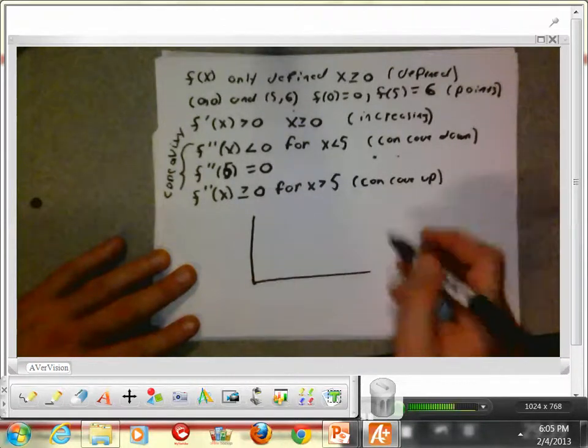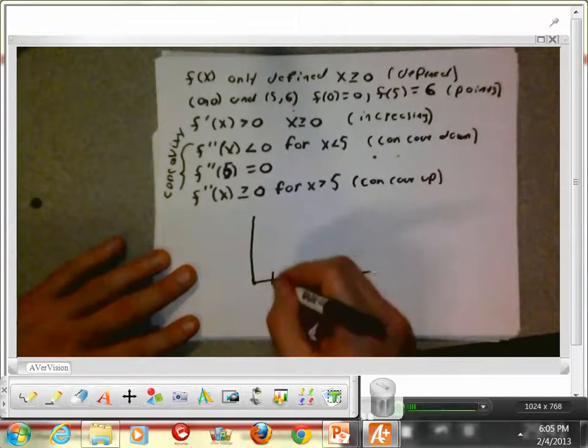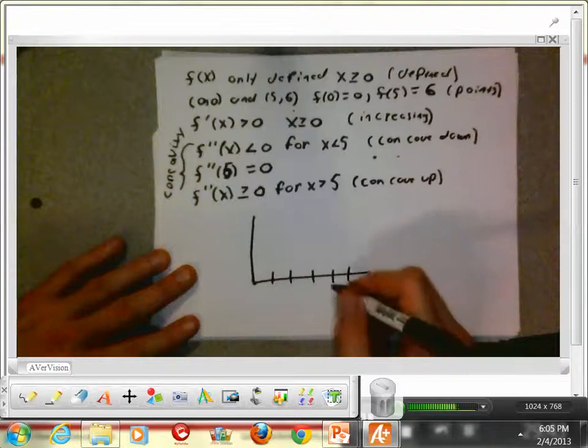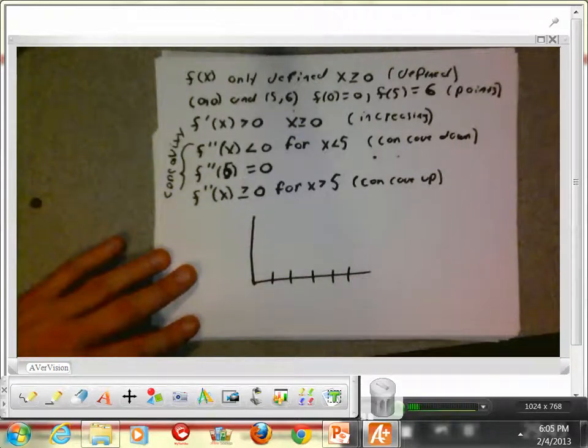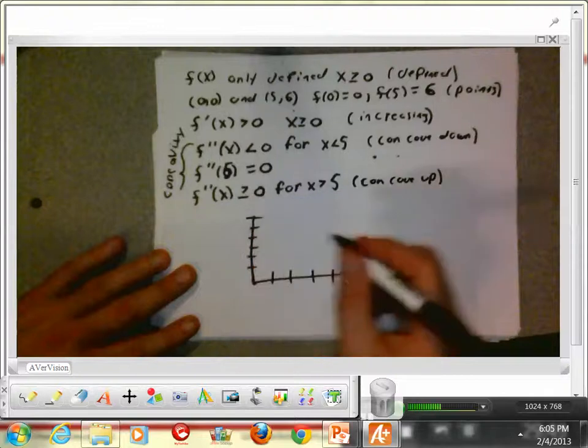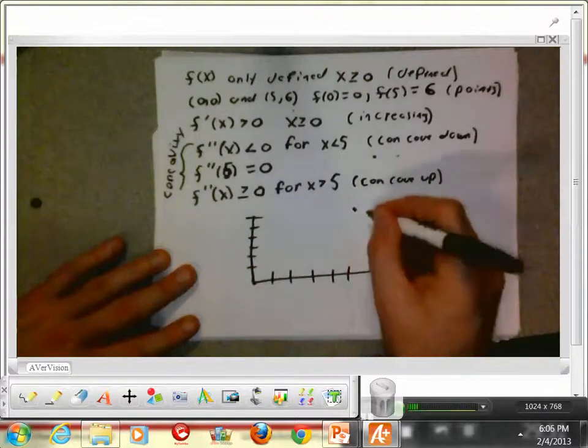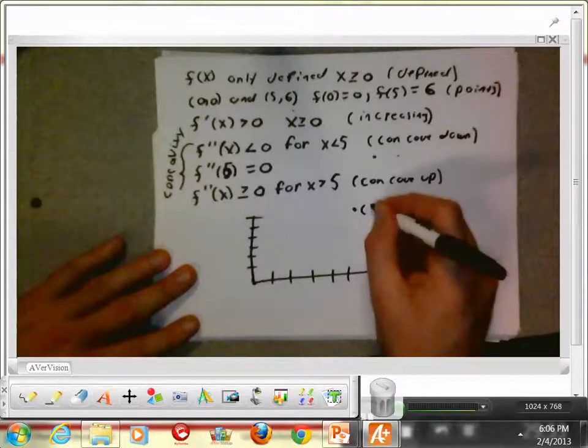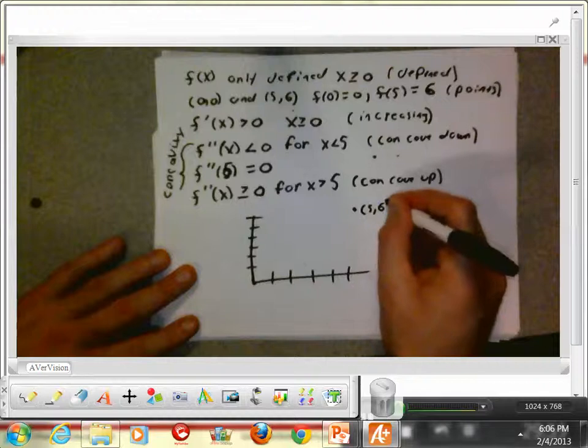Right? And if I go out to 5, 1, 2, 3, 4, 5, what's the value of the function at 5? 6. So go 1, 2, 3, 4, 5, 6, and I have the point 5 comma 6.